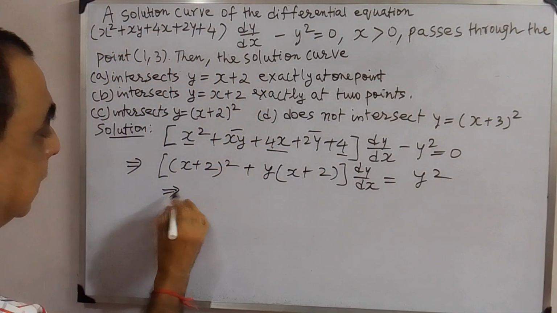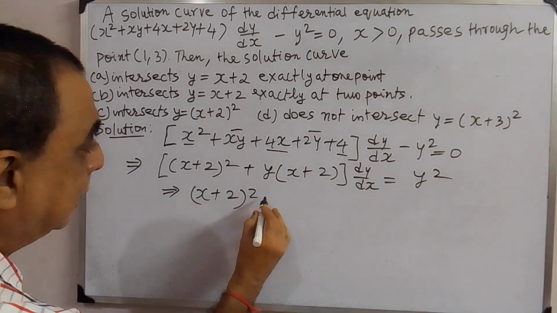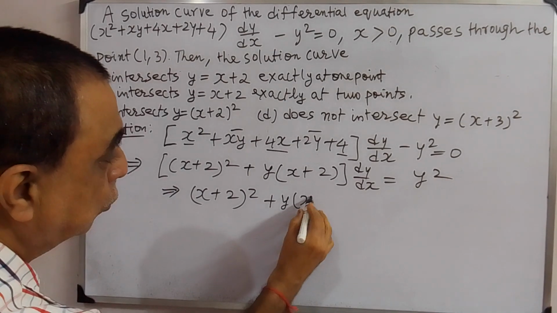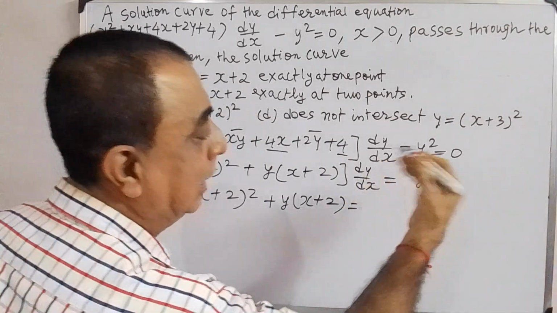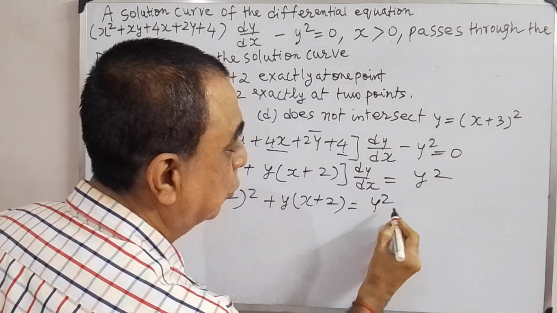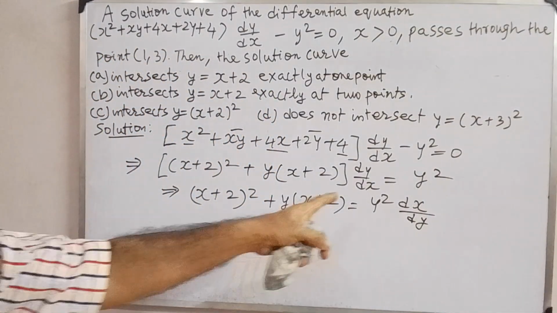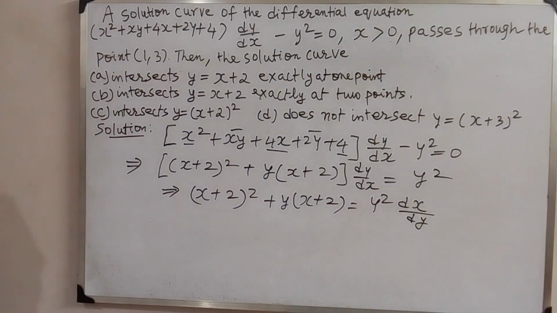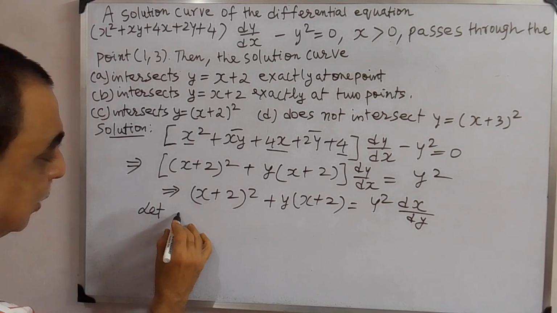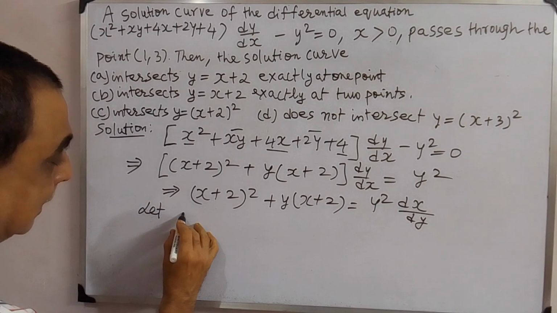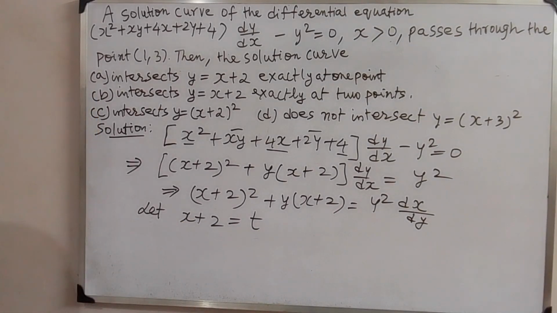Now here we are getting x plus 2 whole squared plus y into x plus 2, equals y squared dx by dy. Here dy by dx I am taking that side, so this will become dx by dy: dx will go up and dy will come down. Now we are putting, let x plus 2 equal to t.